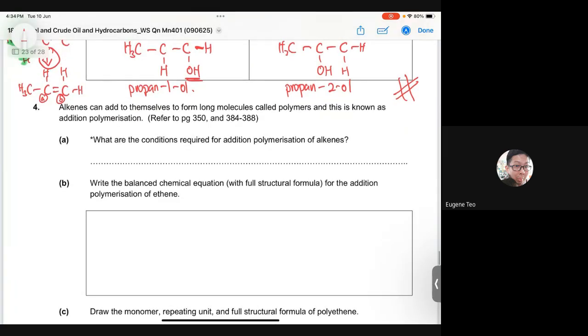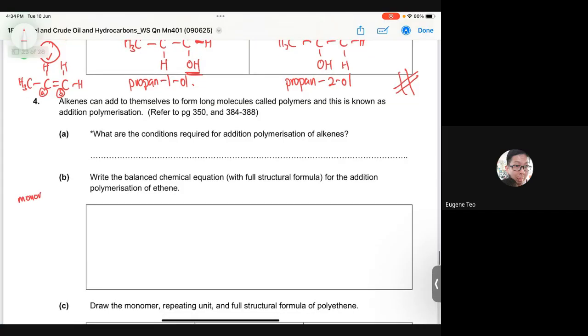Okay, so we will now go on to this last addition of alkene, which is polymerization. For today's lesson, we'll just focus purely on addition polymerization. As I mentioned, I'll need you to get used to the various terms, such as: what is a monomer? What is a repeating unit? And lastly, what's the polymer's structural formula? Or sometimes they'll say the full structural formula.